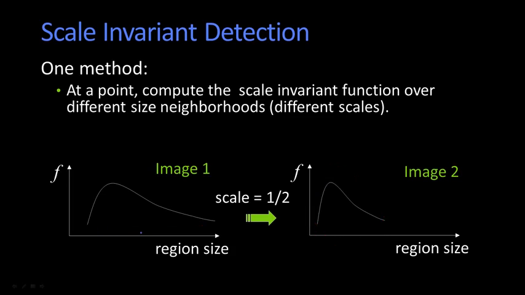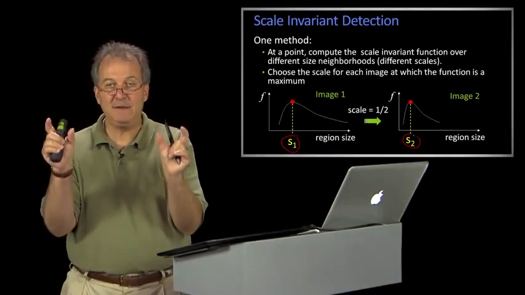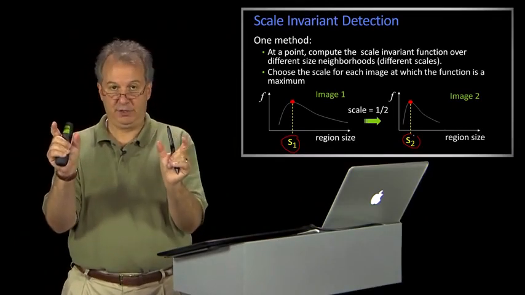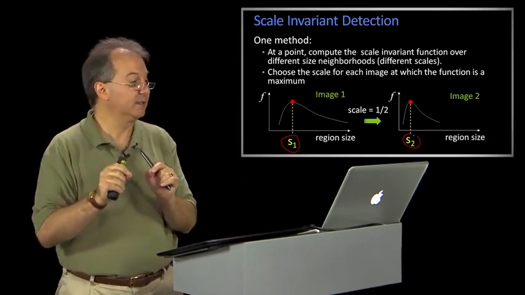Well, what that means is, suppose we pick the maximum of that function. I'm going to call that S1 in image 1 on the left. And I take the same function at some other point in the second image. If I were to take the maximum there, it would be a different size, right? Because that image had been squished in half. That would be S2. But these two neighborhood sizes would be covering the same region of the image between the two pictures. So they would be matching scales.